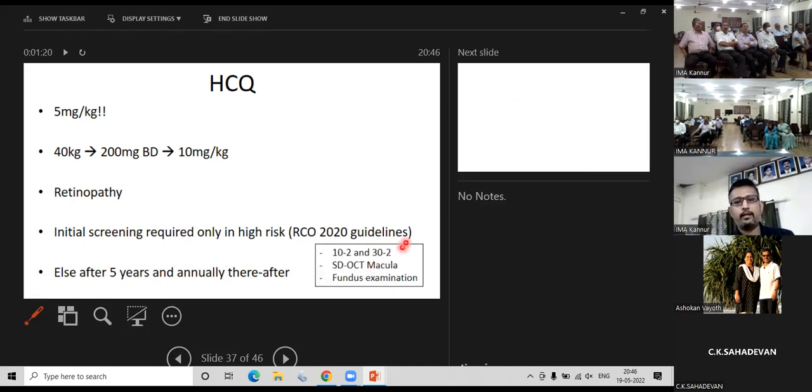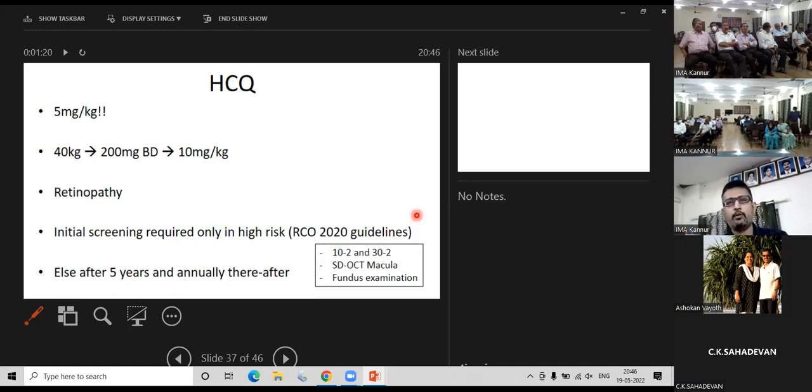And these are the 3 tests that we usually send: 10-2 and 30-2, or automated perimetry. Possibly doing both will be very stressful to the patient. In the studies, they've shown that Asian patients tend to be more positive on 30-2. So probably you can send 30-2. SD-OCT macula and fundus examination. All these 3 are required. These 3 alone are required.